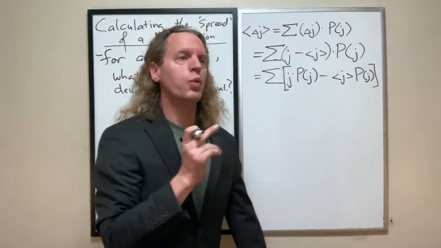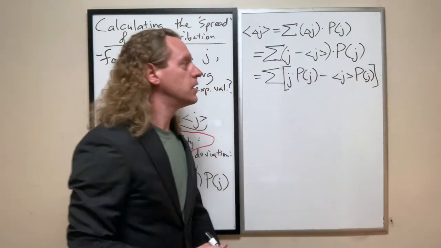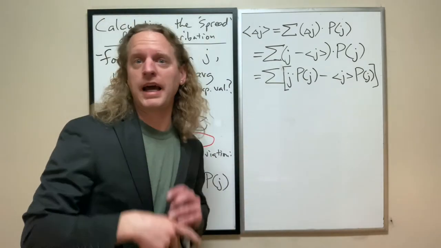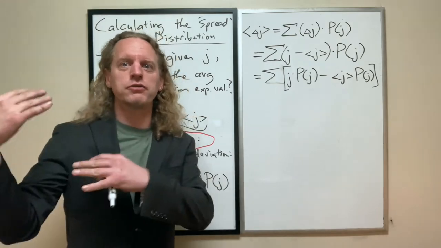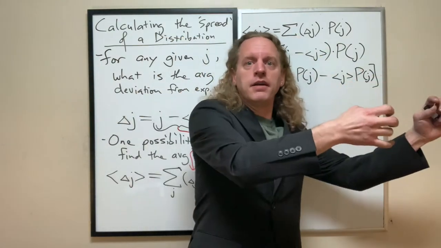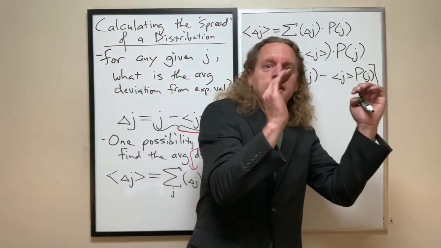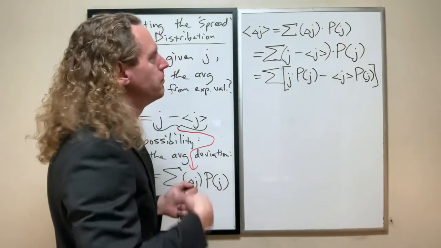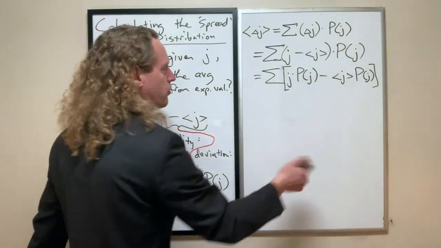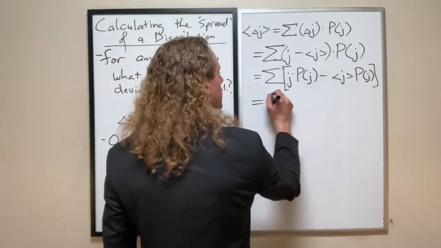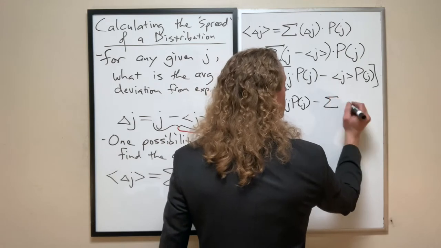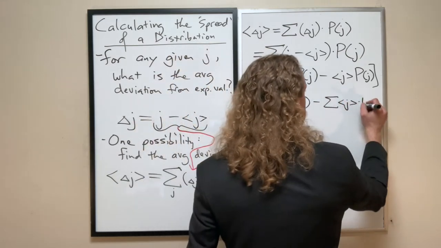And another rule here: whenever you have a sum of differences, you can take the difference of sums. I'm not going to prove that, just accept it. You can reorder any series of sums or differences and it exactly equals the same thing. So instead of this minus that plus that minus that plus that minus that, you can just say this plus this plus this minus this minus this. If you don't know what I'm saying, just accept it to be true. But it's literally just a consequence of the commutative property of addition and subtraction. Long story short, this is exactly the same thing as the sum of J P J minus the sum of expected J times P J.